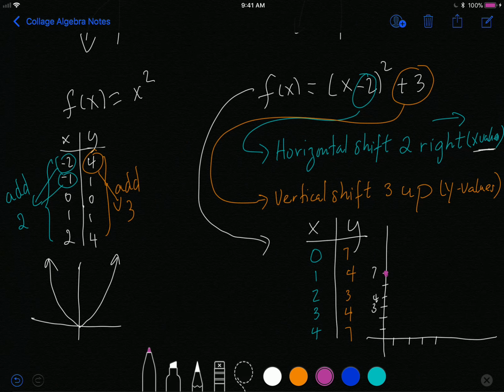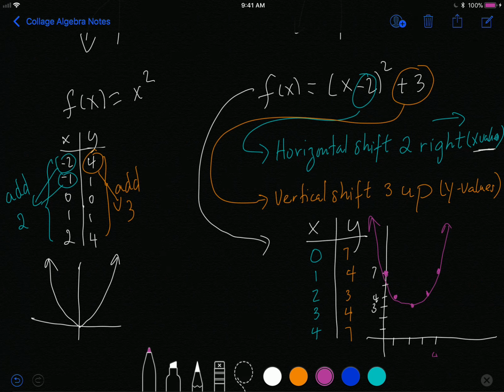1, 4 is right here. 2, 3 is right here. 3, 4 is right here. And then 4, 7 is right here. Unlike a sketch, I have the exact coordinates of points that are along this graph right here. And so this is an exact replica of the graph that I'm looking for.